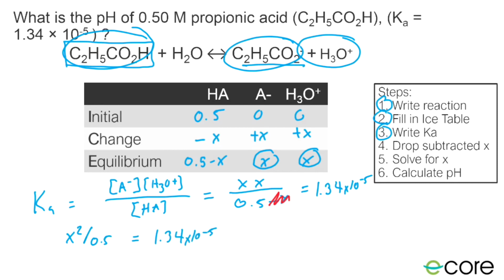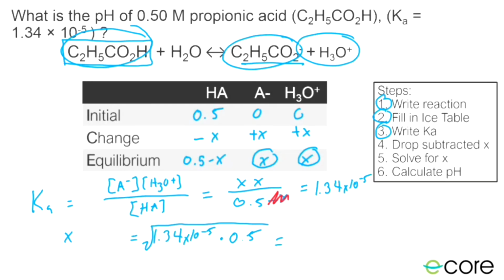So now if I want to solve for x, I multiply both sides by 0.5. That gets rid of that, and take the square root. Notice that because I dropped that x, I don't have to do the quadratic formula. And so that's really nice. It makes it much simpler. Taking the square root, you should get 2.6 times 10 raised to the minus third. Remember what we've just solved for. We've solved for the molarity of H3O plus.